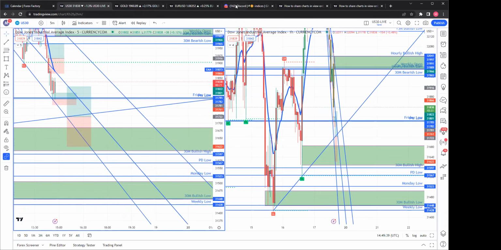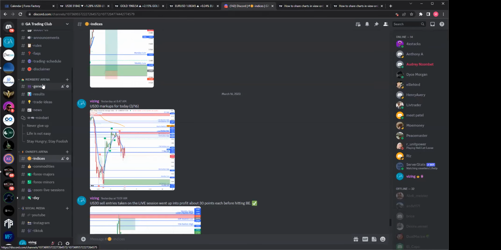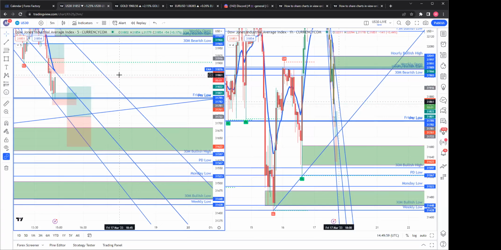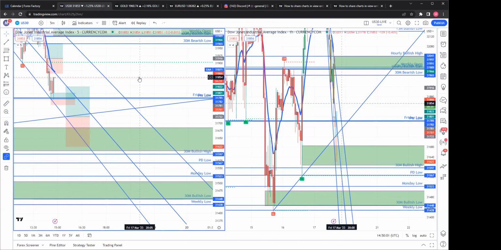And then I did share with everybody my US 30 chart. So that's only for today, right? So in the general chat, I sent out a link. So this is exactly the chart that I have for today. So for today, even after the live session, you can trade without me, just so long as you're using our strategies and you're using risk management, you'll be able to make money even without me.